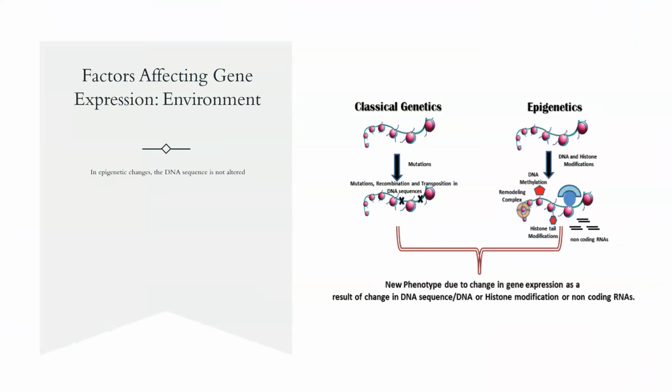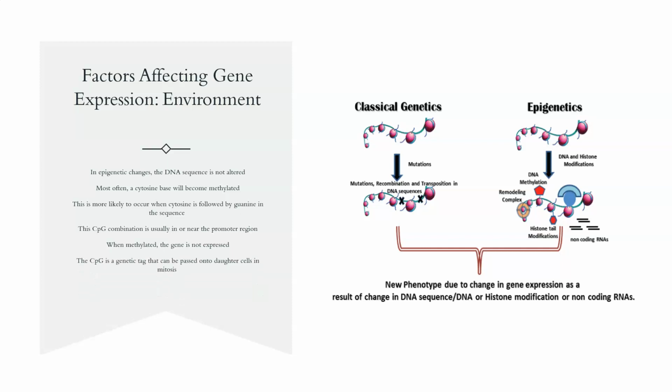In epigenetic changes, the DNA sequence is not actually altered, but most often a cytosine base will become methylated. This is likely to occur when cytosine is followed by guanine in the sequence. This CpG combination is usually in or near the promoter region. When methylated, the gene is not expressed. The CpG is a genetic tag that can be passed on to daughter cells through mitosis. There is growing evidence that these tags can also be passed on to offspring.